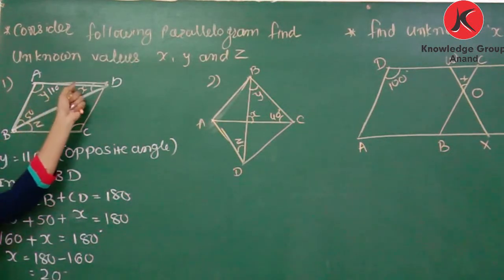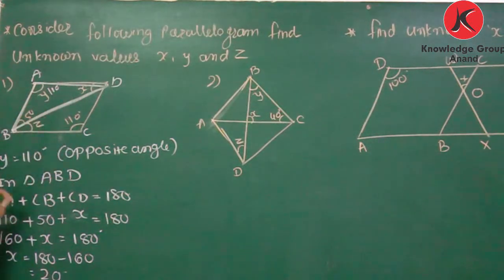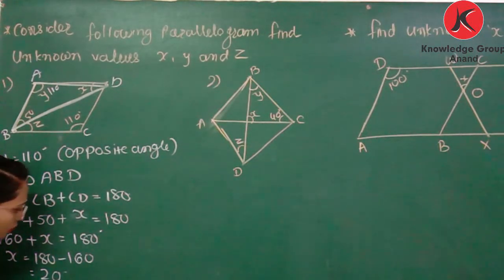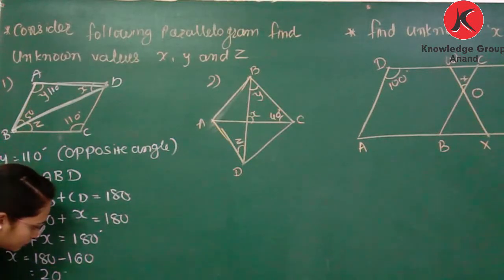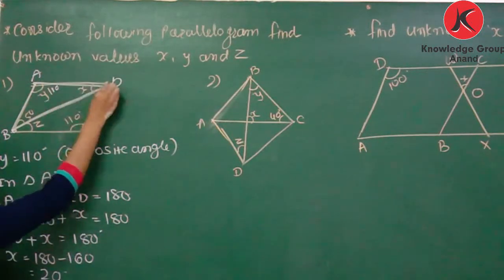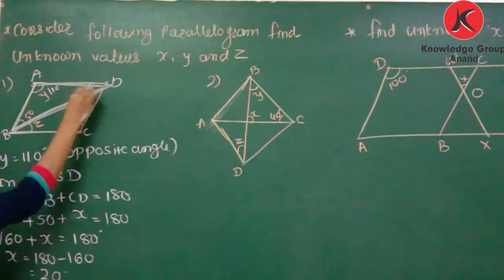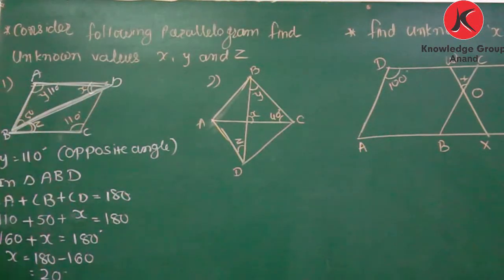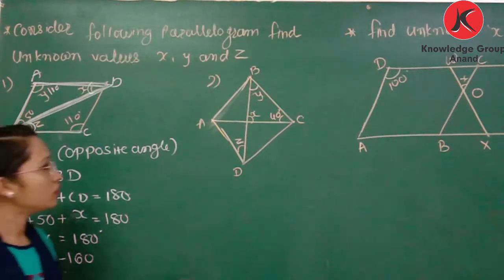So this angle x is 20, so z is also 20. Why? Because they are alternate angles. So z is also 20 because of alternate angles. You can see here it is a Z shape. So whatever the value of x, it is the same as z. So z is 20. Now the next figure.